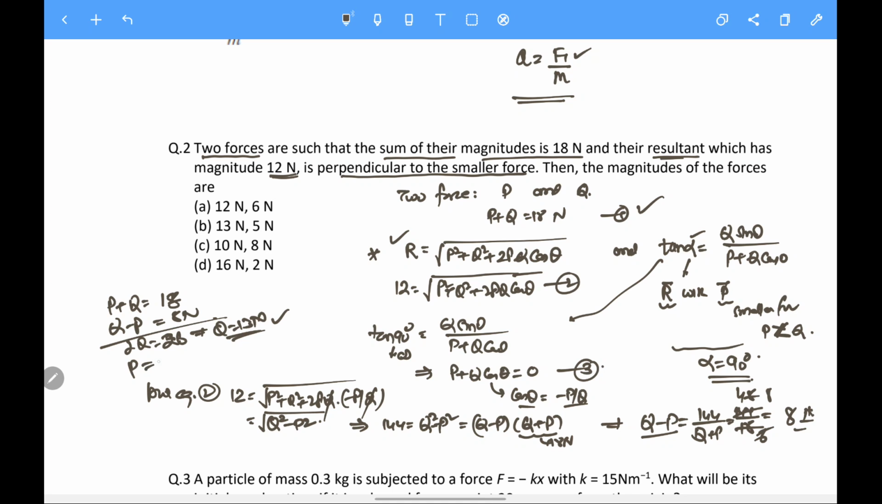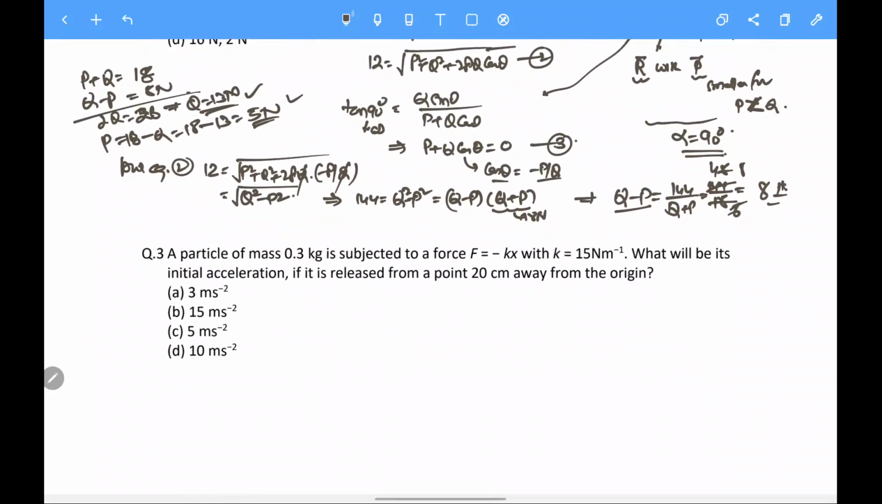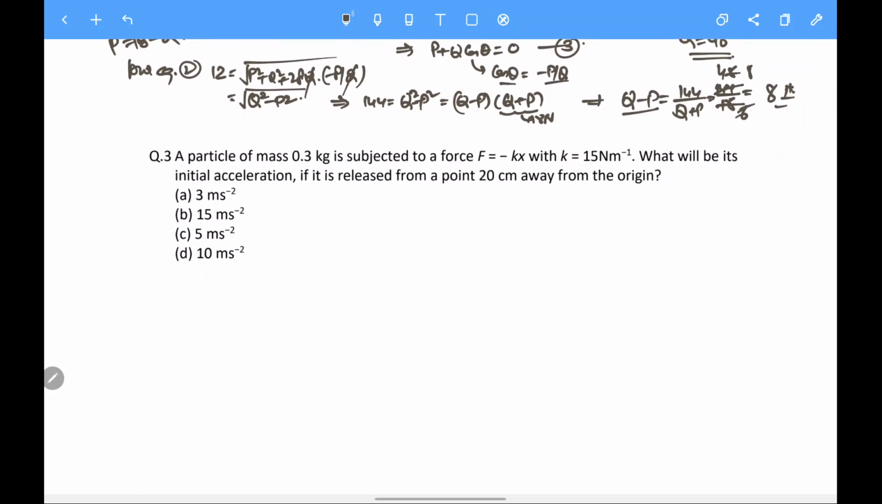It is p equal to 18 minus q equal to 18 minus 13, that is equal to 5 Newton. In this way we can say smaller force is 5 Newton and larger force is 30 Newton, and option B matches with this option. So correct option is B. Now we move to question number 3.